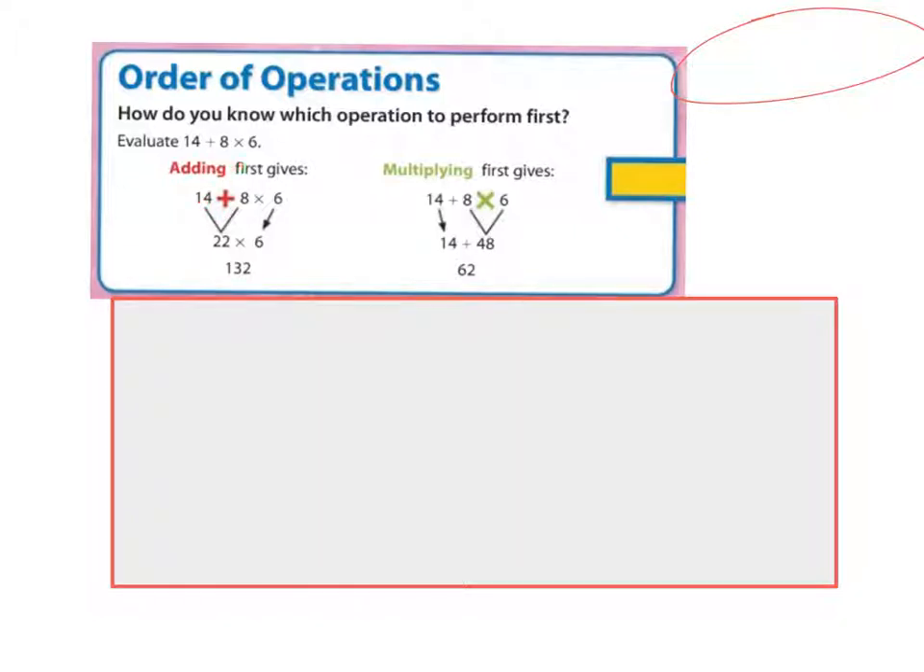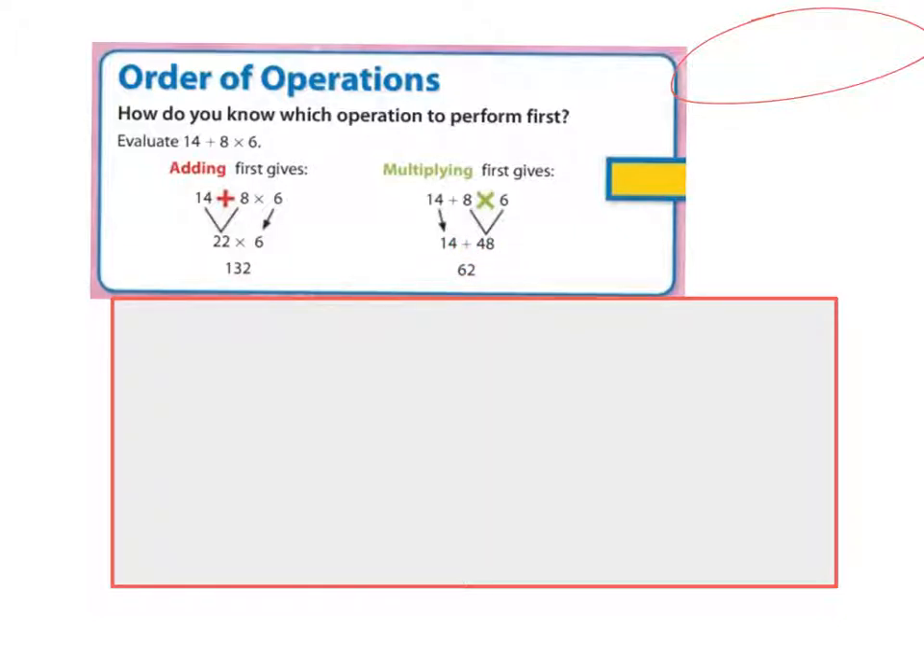So if we add first, let's just act like we're going left to right, like how we read. Well, 14 plus 8, that's 22. And then I'm going to bring down the times 6. This is helpful of how we're going to take notes today. And then 22 times 6 is 132. Let's see if we multiply first. Well, see, this isn't left to right, but let's try multiplying first. 14 plus 8 times 6. Okay, so let's do times 6 first. 48. Bring the 14 down. Here's our new problem. 14 plus 48, 62.